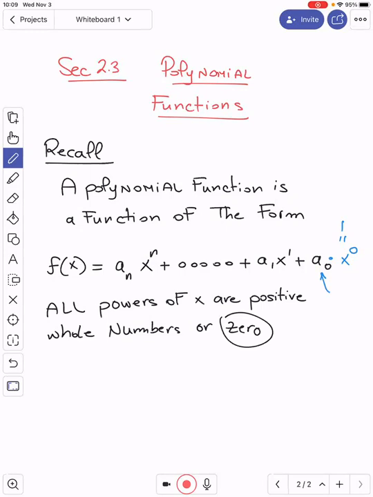And then we said that in this section we try to graph polynomial functions. I think I discussed at least one example on Monday.